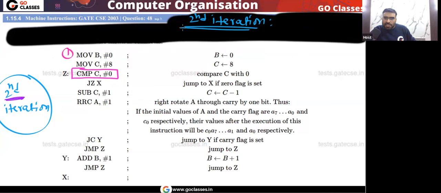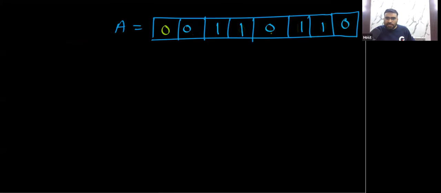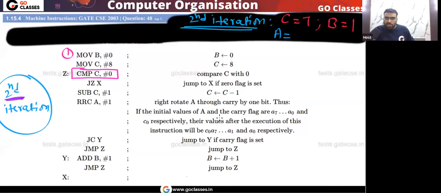Now we will start the second iteration, but before you start it, just make sure you know the values. The value of C was 7. The value of B has become 1, that you already know. Value of A, what is that? That is 0, 0, 1, 1, 0, 1, 1, 0. Yes or no? Okay, so this is the value of A.